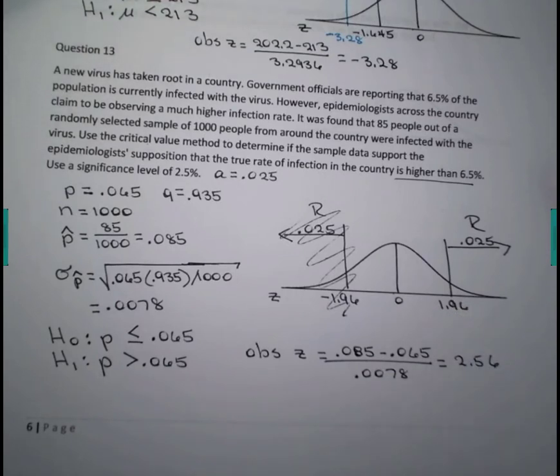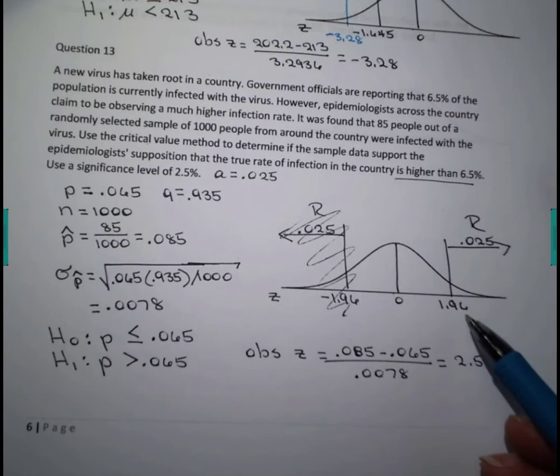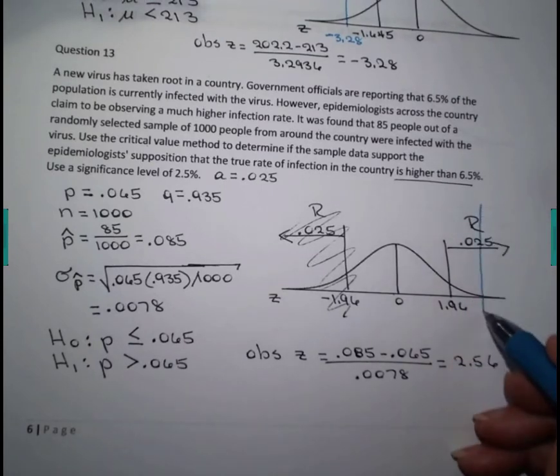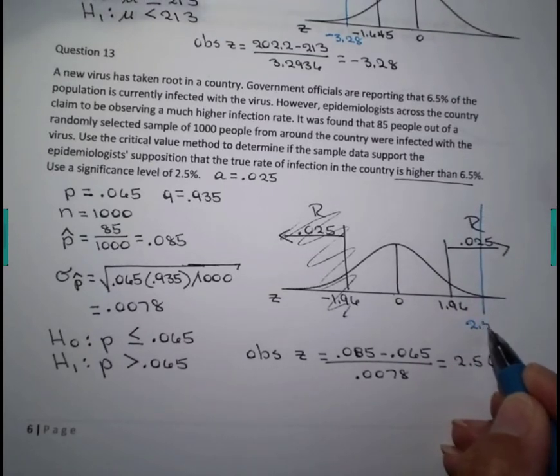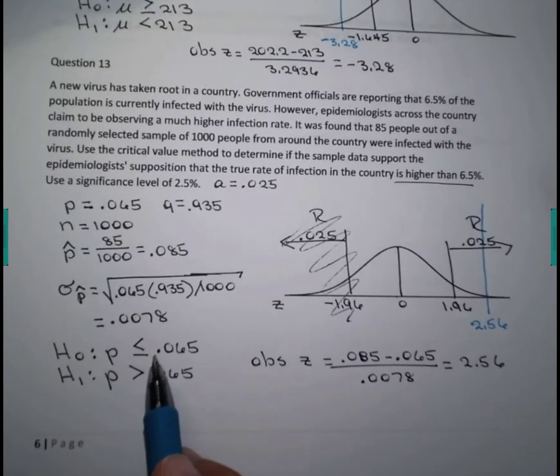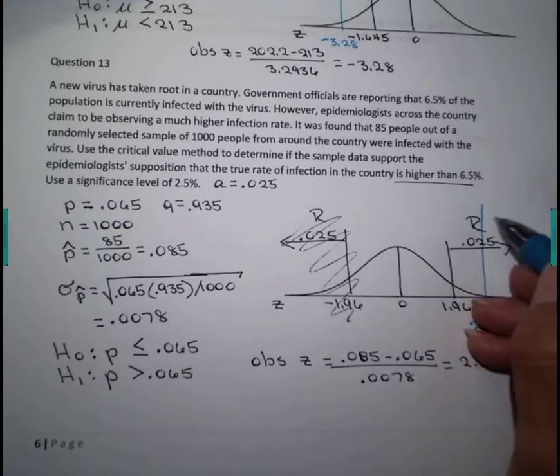The z-score would have been calculated exactly the same way. We just looked at this area. We used the positive version because it was a right-tailed test. And now we're going to say, where does 2.56 fall? Much better. Looks much better, doesn't it? Well, 2.56 falls over here somewhere. So yeah, we're going to reject this null hypothesis, and we're going to say, yep, the alternative that the epidemiologists are saying, we think the rate of infection is higher than 6.5%, yep, it probably is true.